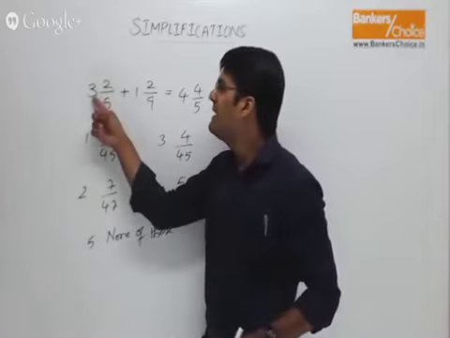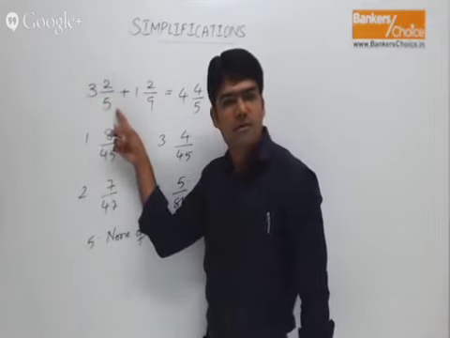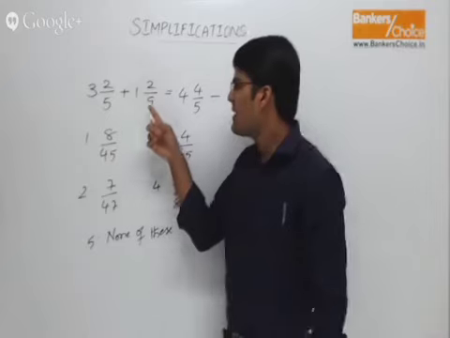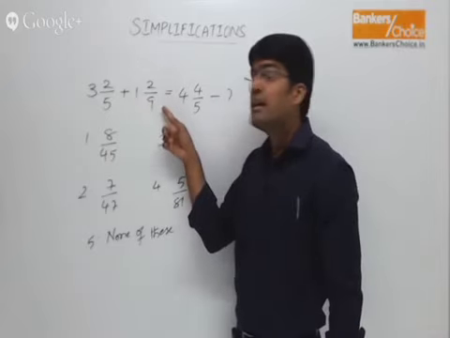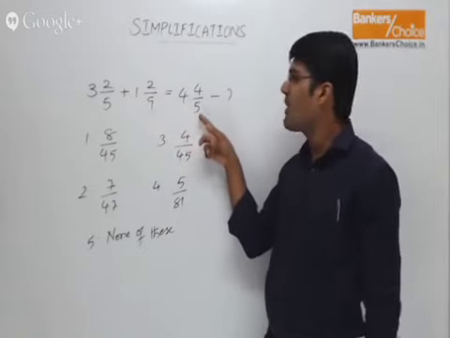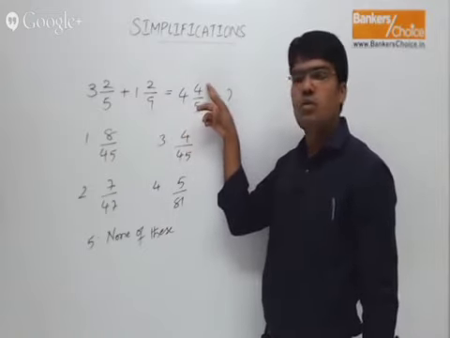What do you do? Multiply the integer part with the denominator. 3 into 5, 15. 15 plus 2, 17. 17 by 5. Likewise, what will this be? 1 into 9, 9. 9 plus 2, 11. 11 by 9. What about this one? 4 into 5, 20. 20 plus 4, 24.